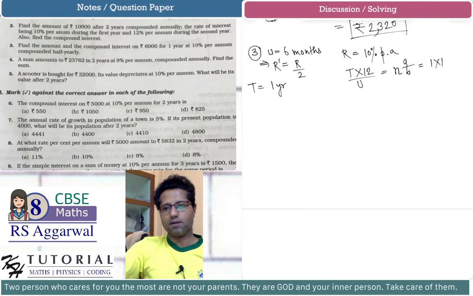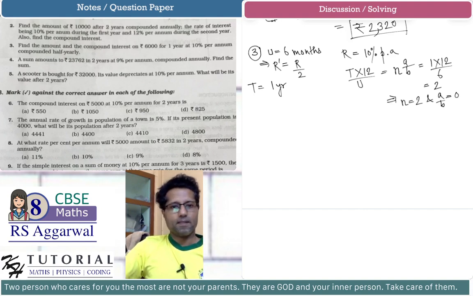So 1 multiplied by 12, U is 6 months. Remember, in the formula T multiplied by 12 divided by U, T is in years. T could be an integer or even a fraction, and U is in months. This is equal to 2. Now, if the mixed fraction N and A by B is equal to 2, this will imply N is equal to 2 and the fraction A by B is equal to 0. Okay.